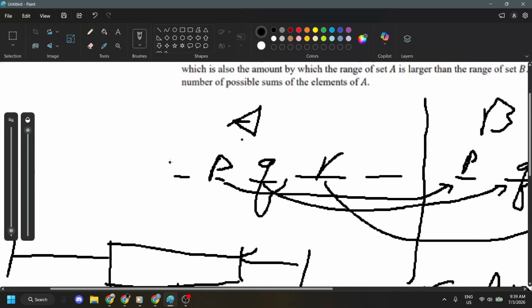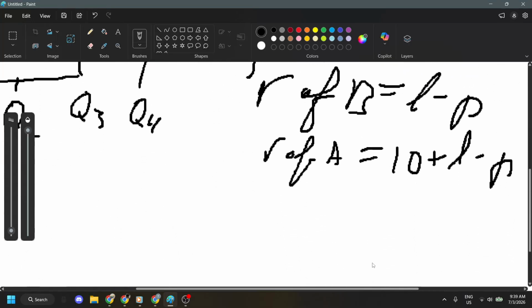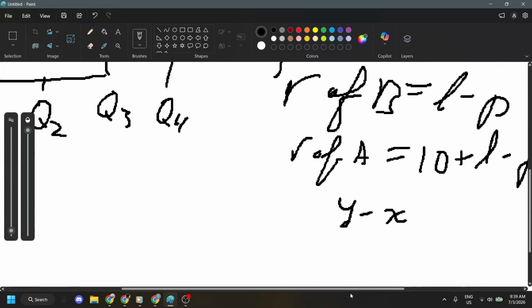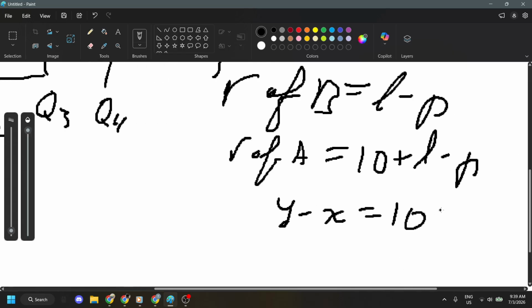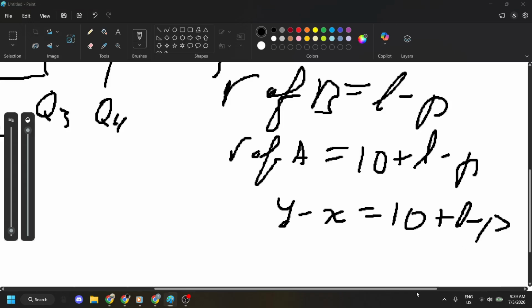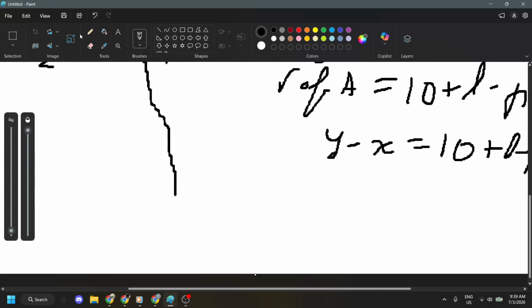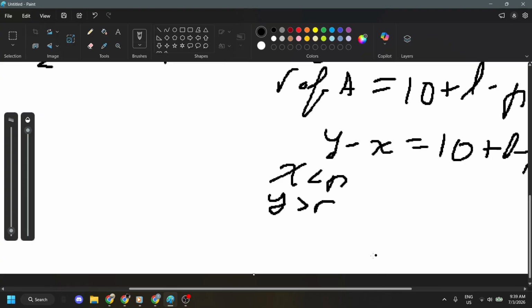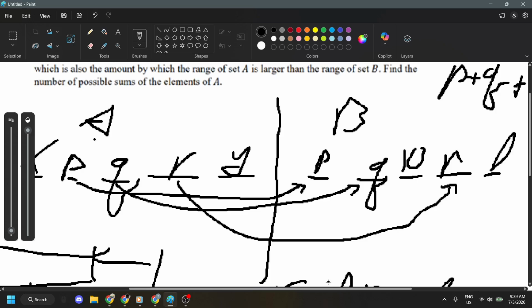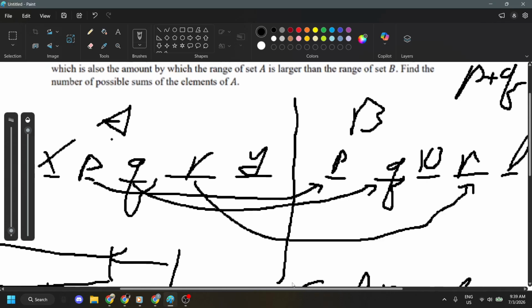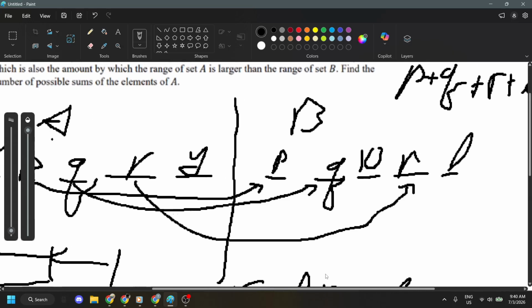So if we call this X and Y, we know that Y minus X is equal to 10 plus L minus P. Then we're bounded by X is less than P, and Y is greater than R. Okay. And we're looking for all possible sums of the elements of A. What the heck?